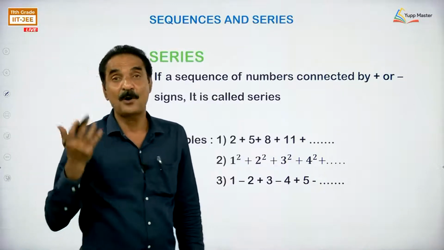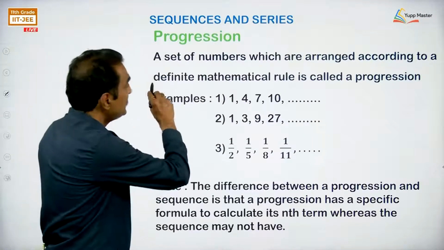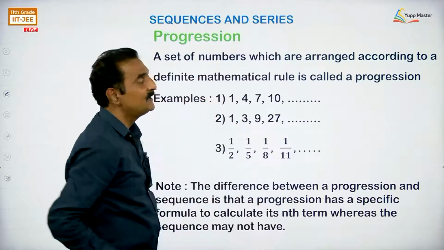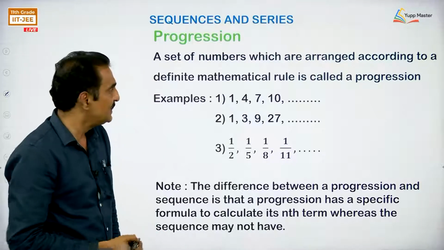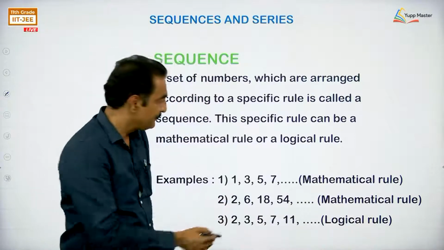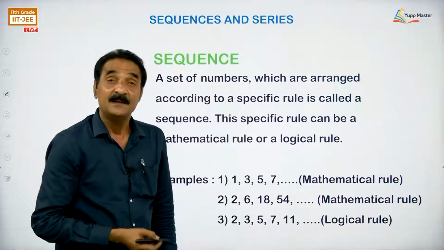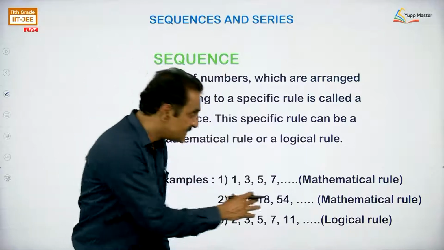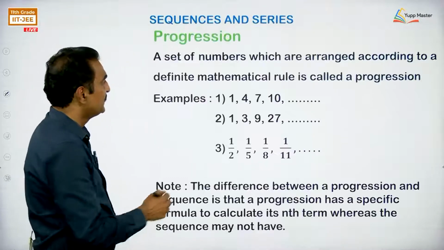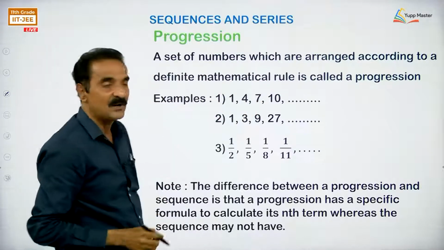Now what is a progression? A set of numbers which are arranged according to a definite mathematical rule is called a progression. Earlier in sequences we have seen 3 examples. Among these 3, the first one and second one are following the mathematical rule. They are called progressions. This is not a progression. Understood? So a set of numbers arranged according to a definite mathematical rule is called a progression.